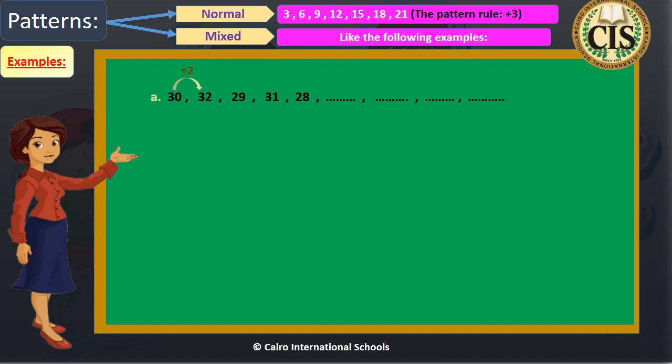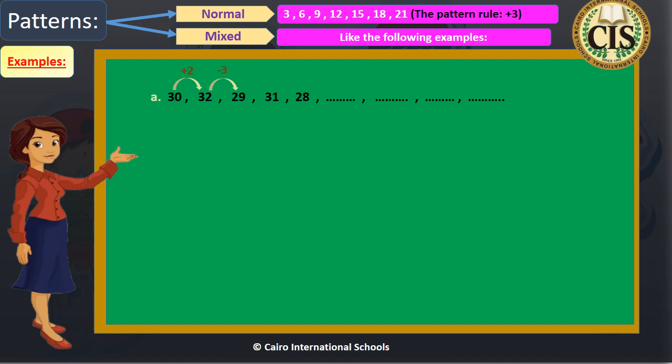Then look at the next two numbers, 32 and 29. Now 32 becomes 29. So it decreased. Decreased by what? Ask yourself, subtract 32 minus 29. 32 minus 29 equals 3. And it's decreasing. Don't forget, it's decreasing. 32 decreased to become 29. So we will write minus. Minus what? Minus 3. Then the pattern rule is plus 2 minus 3.